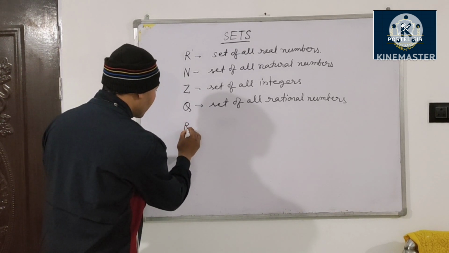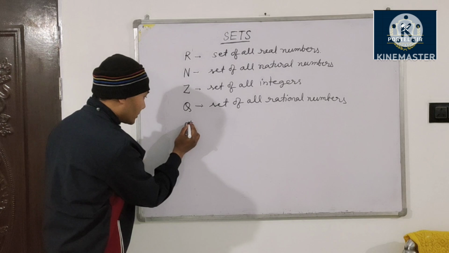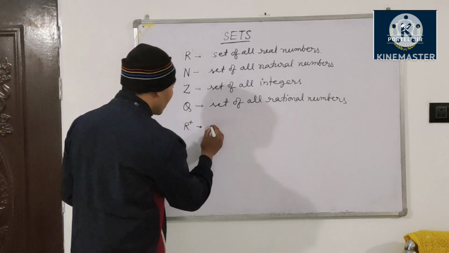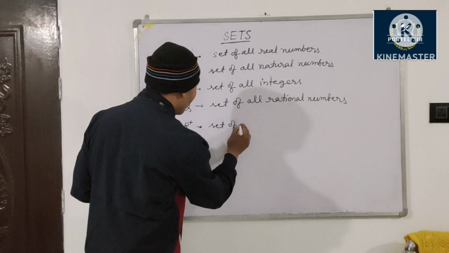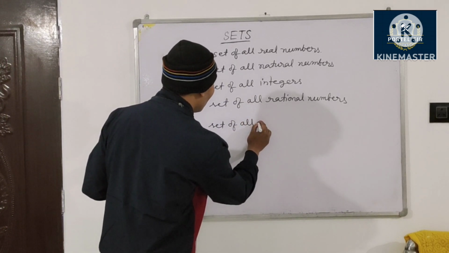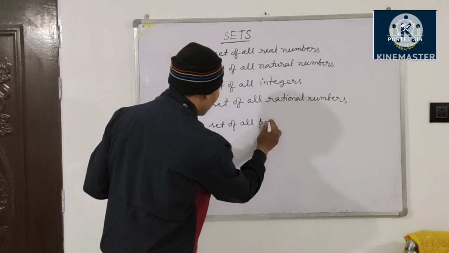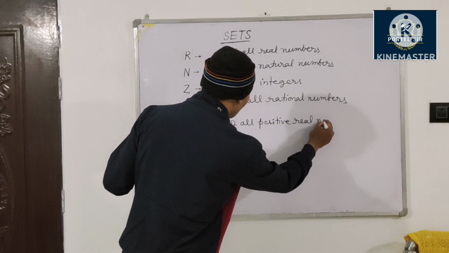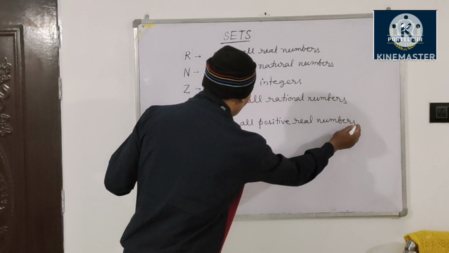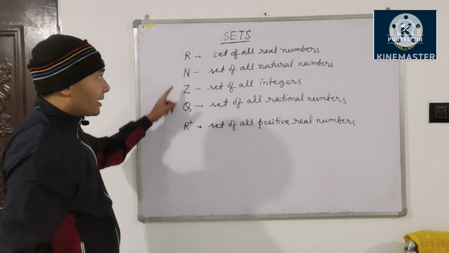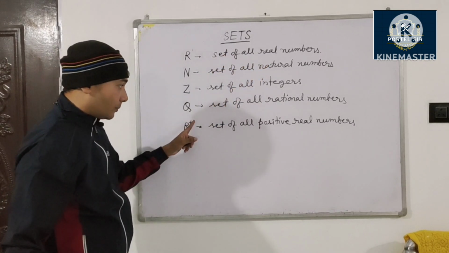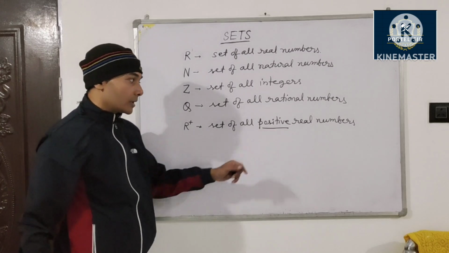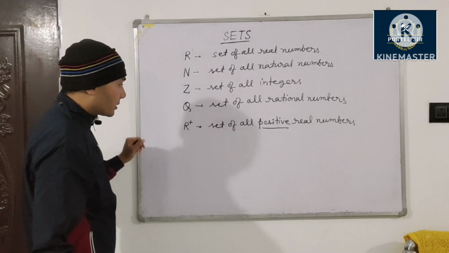R plus. Can you see the plus? This is R plus, R positive: the set of all positive real numbers. You know R is for the set of all real numbers. If you add plus, it becomes positive real numbers.